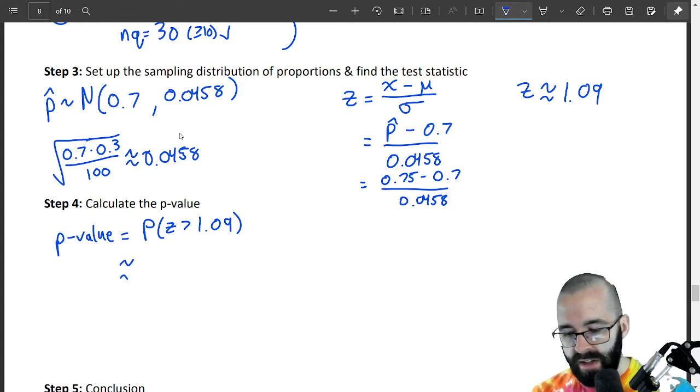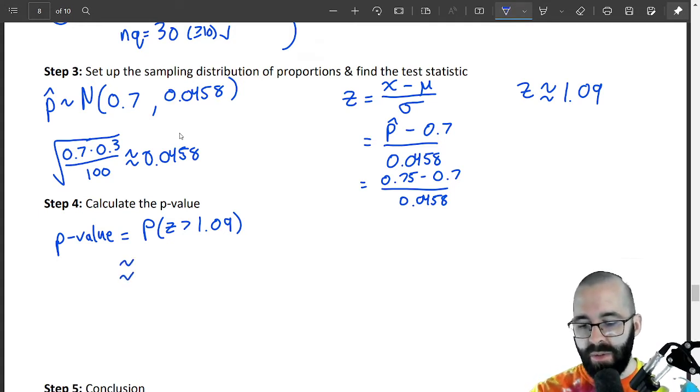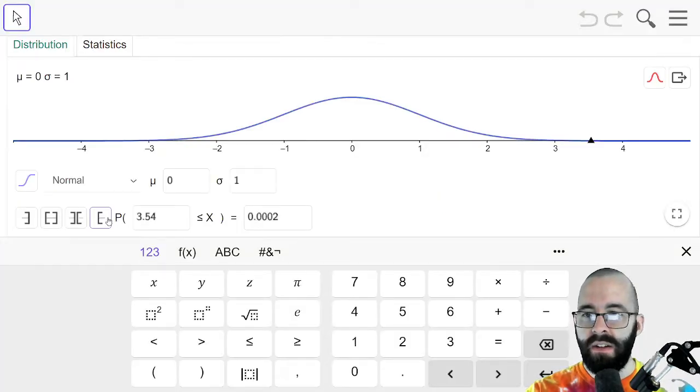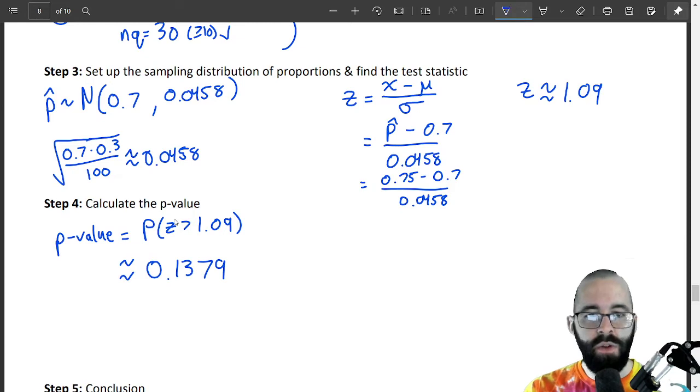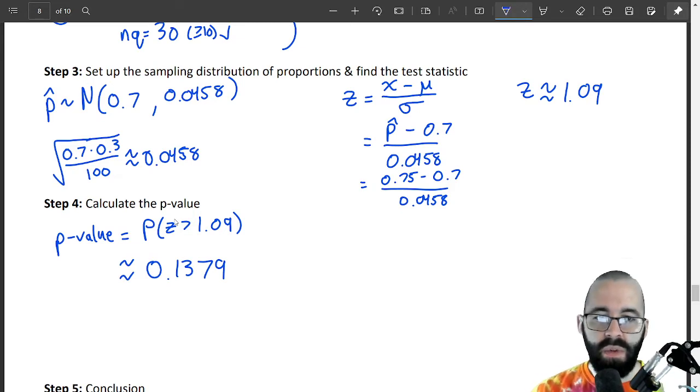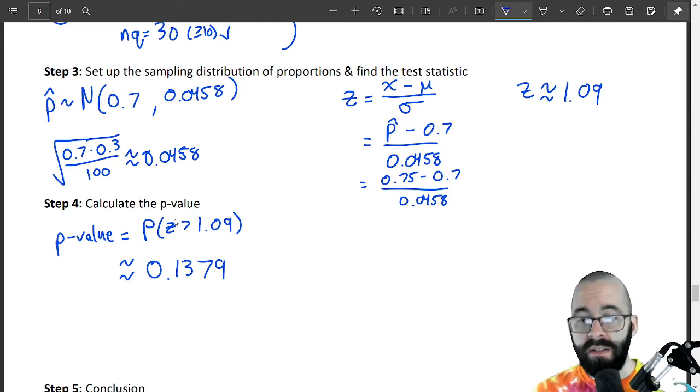So this is the probability that a standard normal variable is 1.09 standard deviations above the mean: 13.79%. It's not super common, 14%, but this is bigger than alpha.